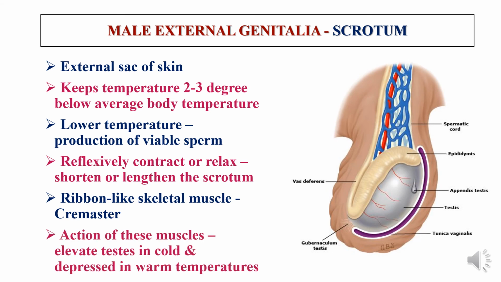Through the action of these muscles, the cremaster and the cells of the scrotal region, the testes are elevated closer to the body in cold. As I told you before, during the cold, the testes move towards the abdomen, that is, elevated to the body in cold temperature, and depressed in warm temperature. When the temperature is high, it loosens the scrotal sac and it hangs down.